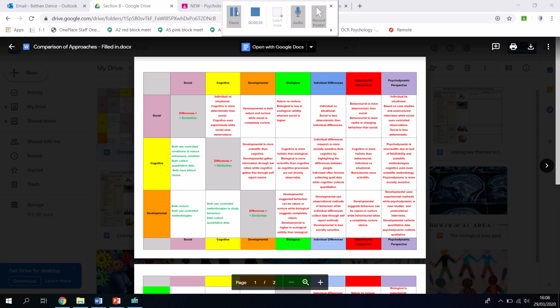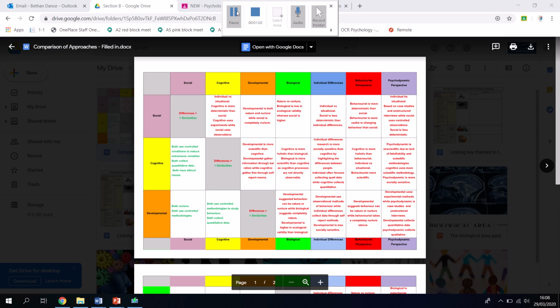You can talk about determinism and free will, reductionism and holism, nature-nurture, individual situational, usefulness, ethical considerations, socially sensitive research, and psychology as a science. So you can say one is scientific, one is not, one is nature, one is nurture as differences. You could say that they're both deterministic, they're both reductionist as similarities. You can also talk about reliability and validity.